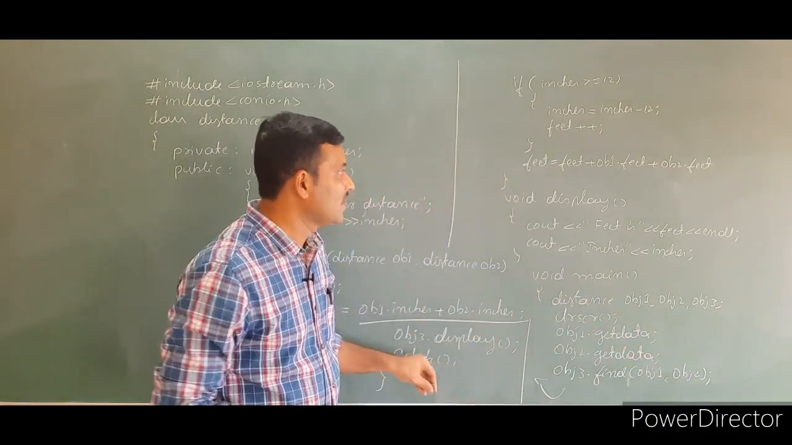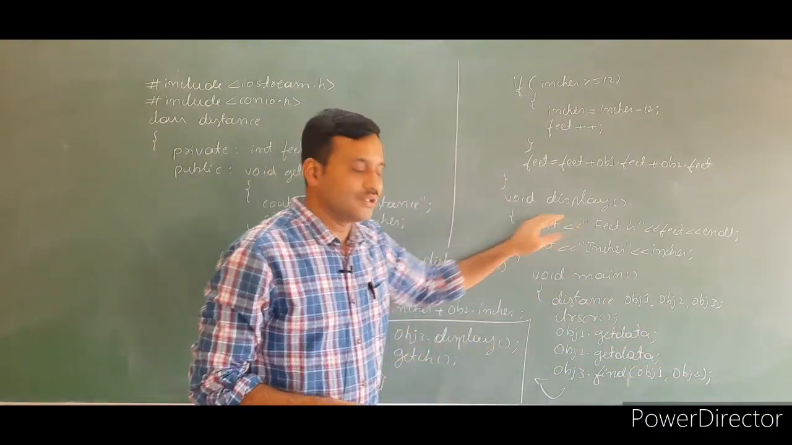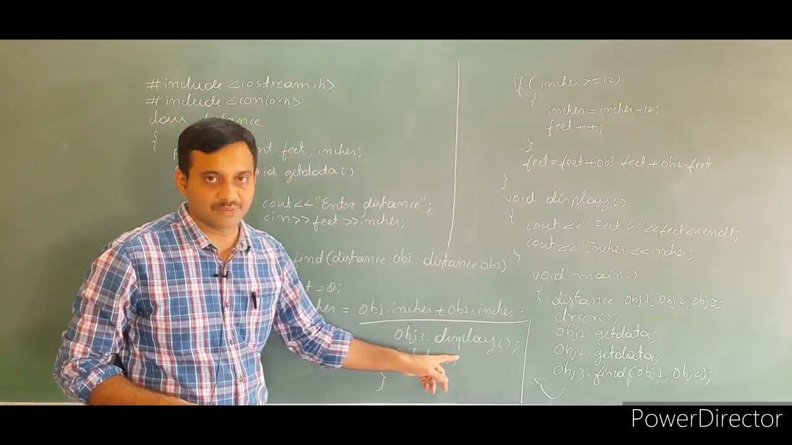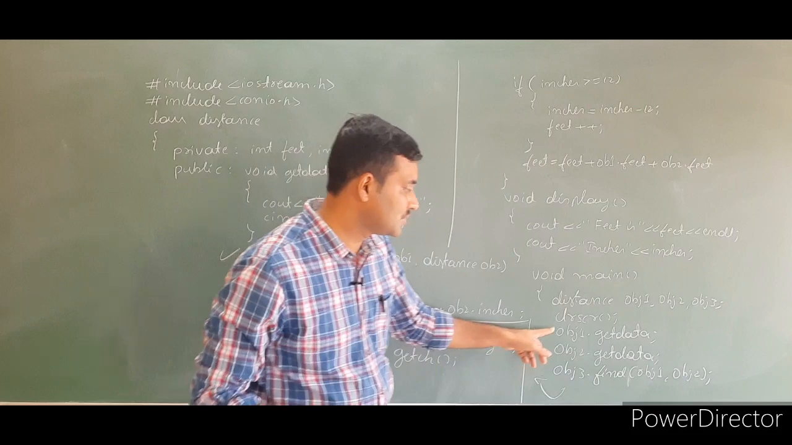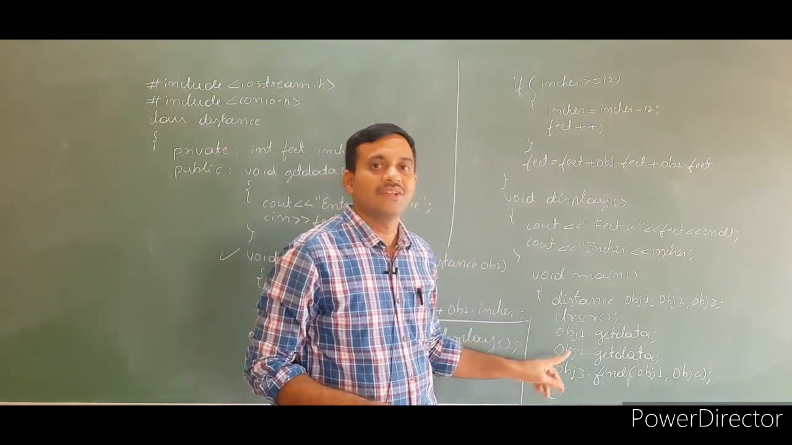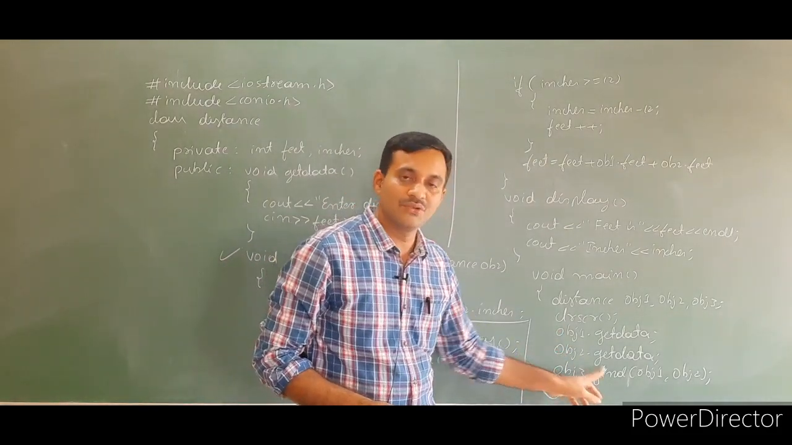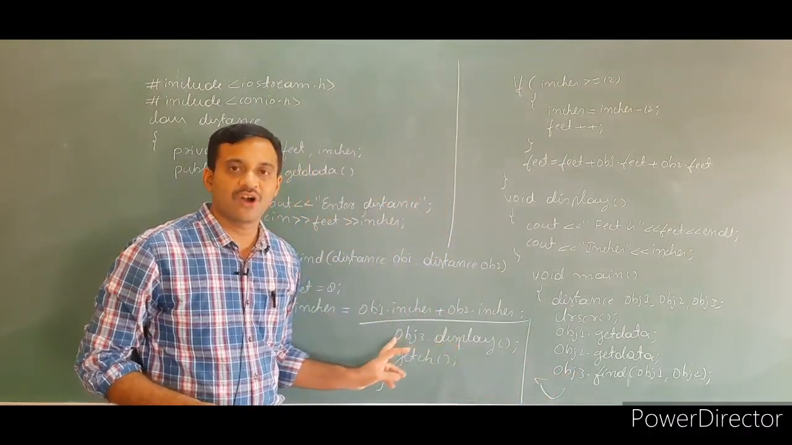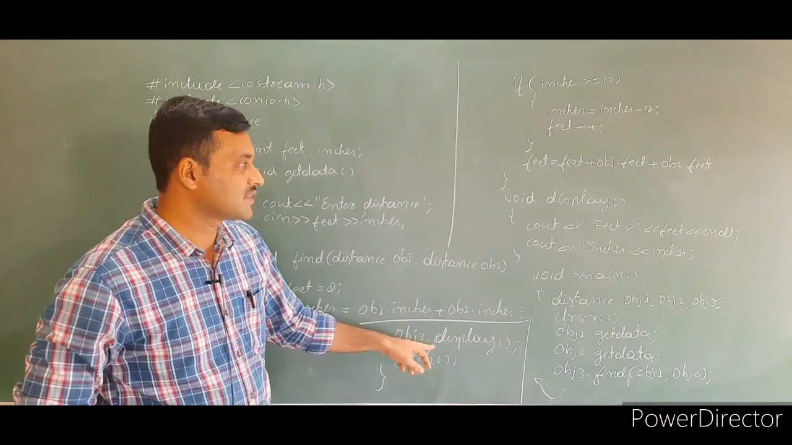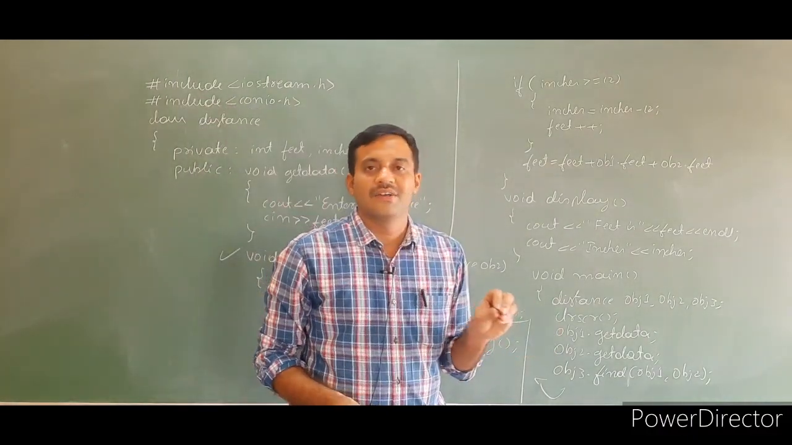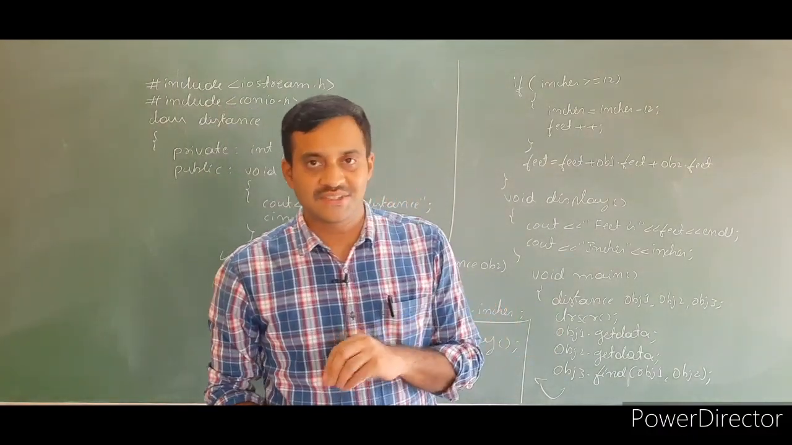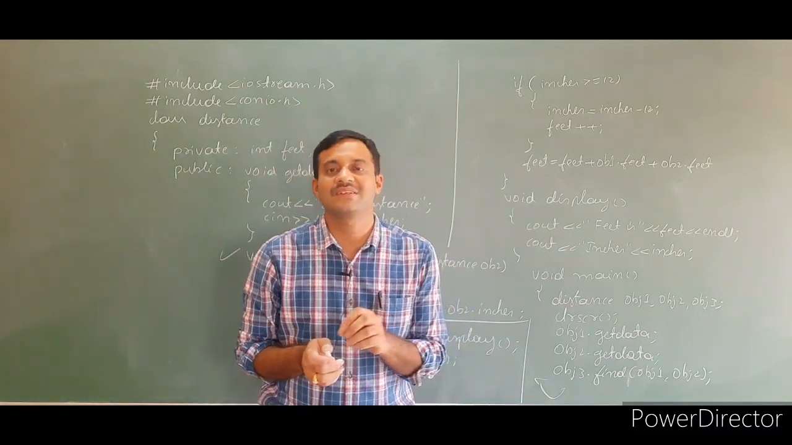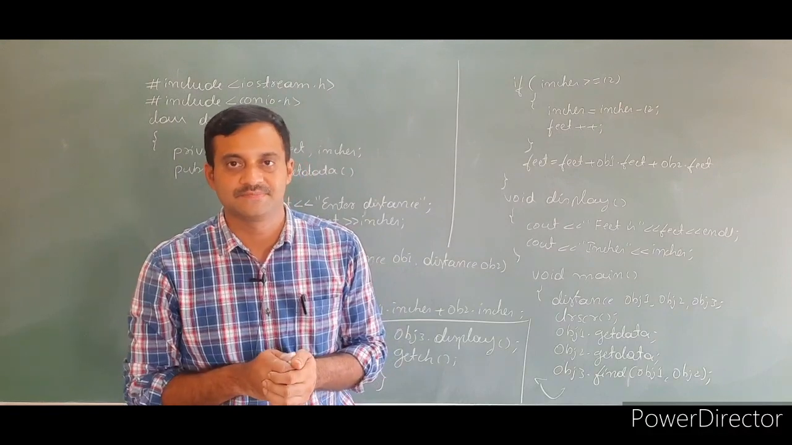Then at the same time we also call the display using object 3. See the statement, object 3 dot display. First we call the get data using object 1, object 2, then we call the find function using object 3, then we call the function display using object 3. So the display function displays the addition of two distances. It adds two distances, where the distance has feet and inches.